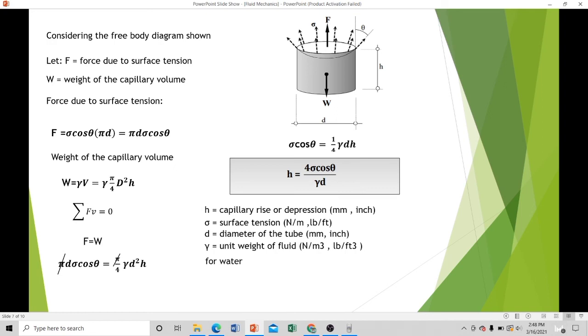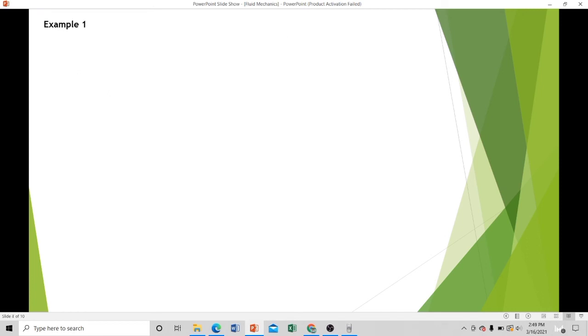So we have the standard contact angle of water, theta equals 0 degrees if the condition is complete wetting. For mercury, we have theta equals 140 degrees. This is based on the experimentation of contact angle. So let us have an example.